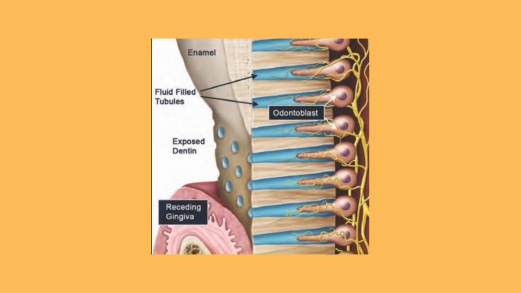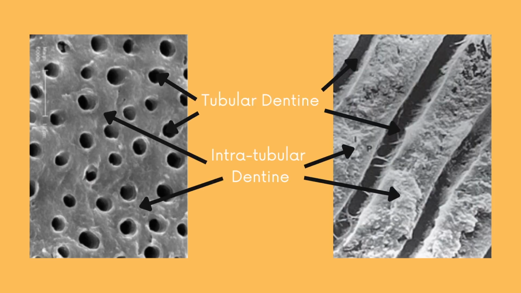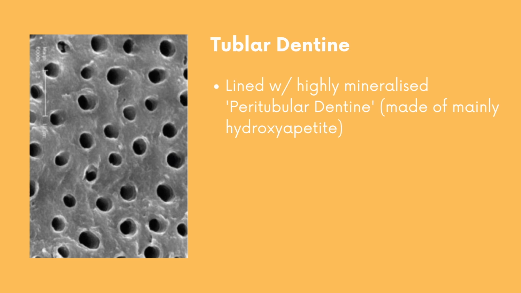And dentine has tubes. A lot of the time, when you get sensitivity, it's because those tubes are exposed in some way. Dentine's sort of broken down into two parts. So you have tubular dentine and intratubular dentine. I know, it's pretty exciting stuff. The tubular dentine is lined with highly mineralized peritubular dentine, made of mainly hydroxyapatite, and within these tubes there's fluid.